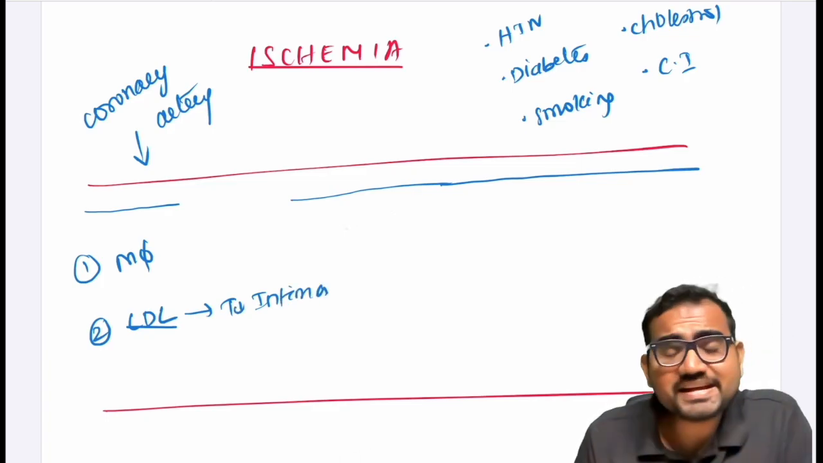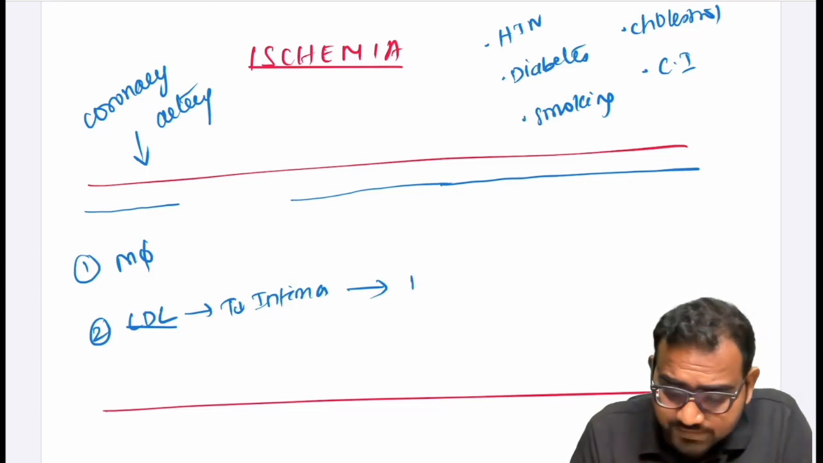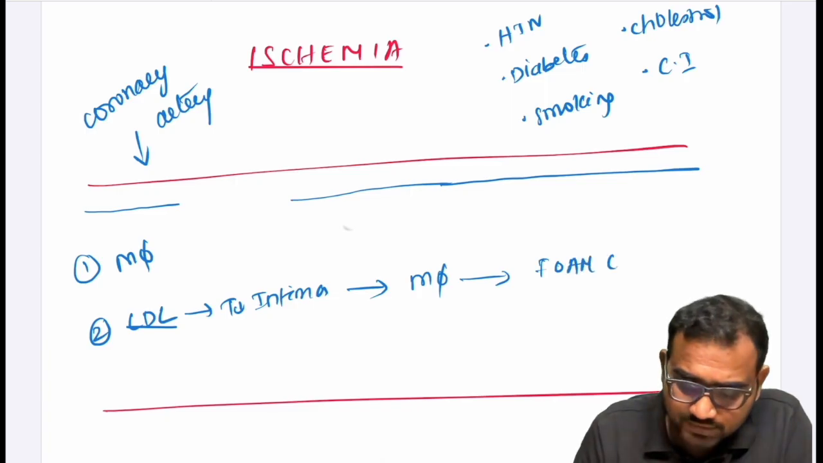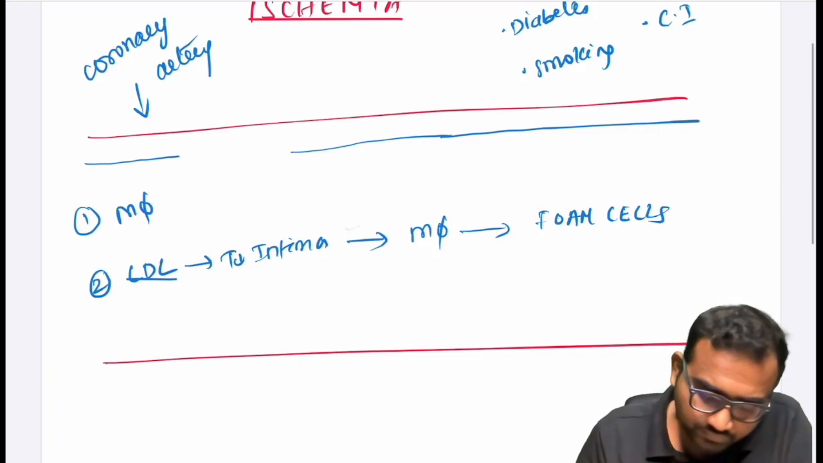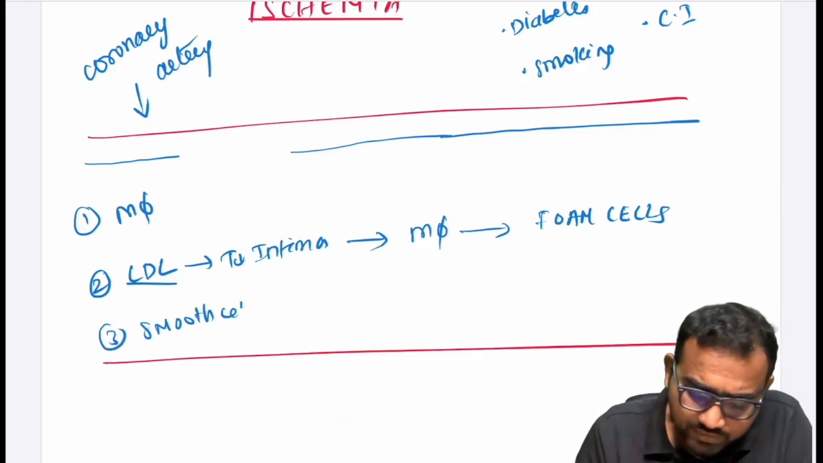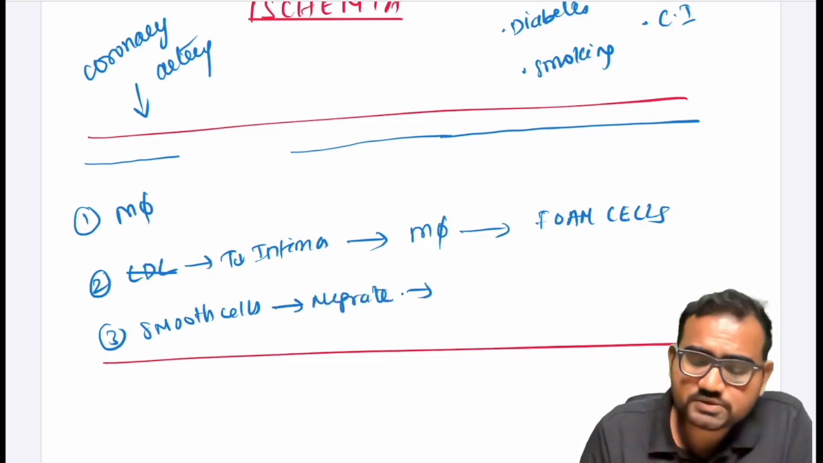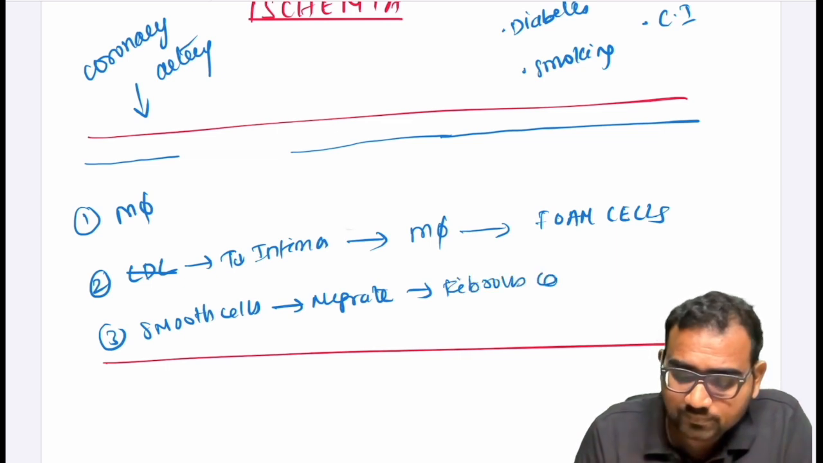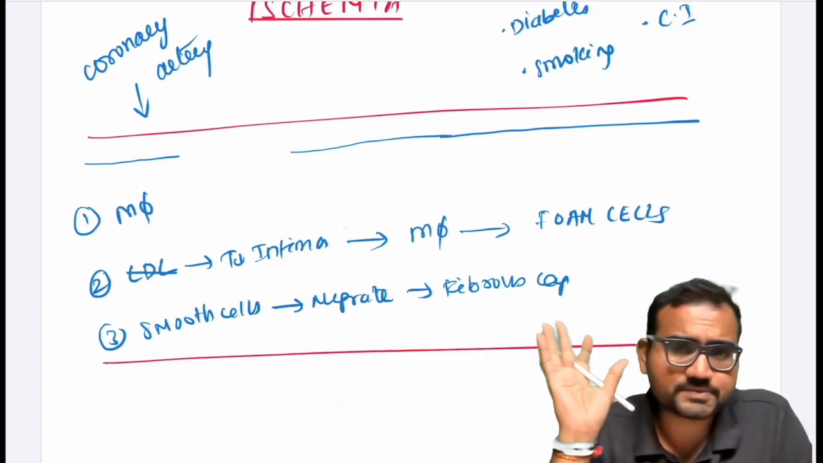The LDL migrates into the tunica intima, where it is taken up by the macrophages which are already there, and these two become what are called foam cells. And then the smooth muscle cells migrate into the damaged endothelium. These smooth muscle cells are very important because they form the fibrous cap. It forms a cap over the foam cells that have been created.